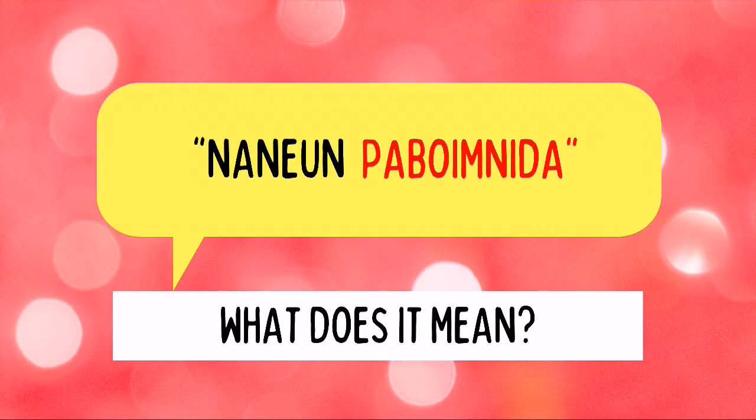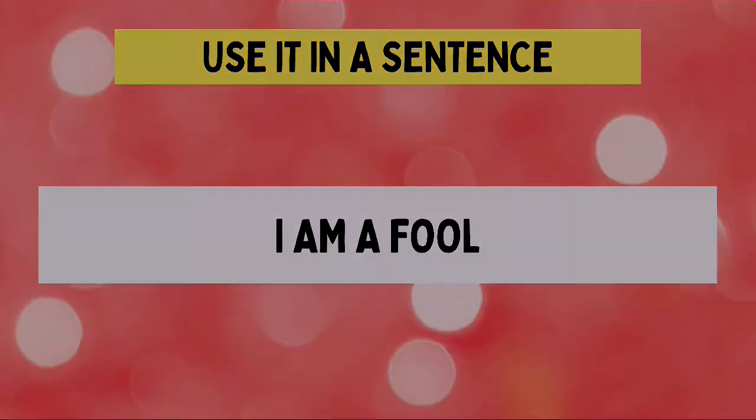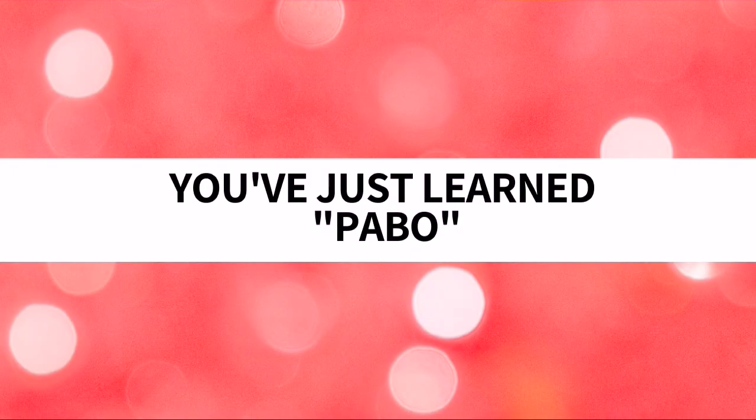So, looking back to this, which is shown at the start of the video, we already know by now that the meaning of the sentence, 나는 바보입니다, is simply, I am a fool. And with that, you've just learned PABO.